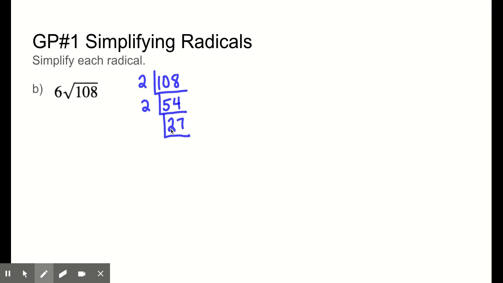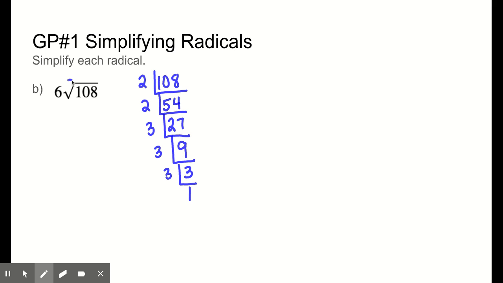Remember, to determine if a number is divisible by 3, we add up our digits, and I know that 27 is divisible by 3, because 2 plus 7 is 9, and 9 is divisible by 3. Therefore, 27 will be. So 27 divided by 3 gives us 9. Divide by 3 again. 9 divided by 3 is 3. And divide by 3 again, and we get to 1.